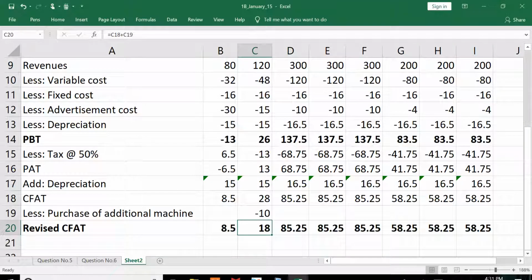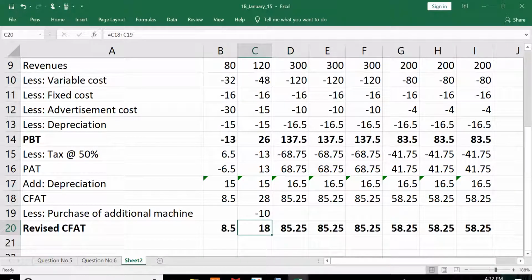Wait, when I buy the original machine, I write it in year 0. Technically it is the beginning of year 1. When you buy a machine, it's technically the beginning of year 1. Nowhere were we bothered about saying that I should write it in year 1, because that's a year 0 outflow. Initial outflow, day 0 outflow, we write in year 0. We don't write beginning of year cash flow, we write only end of year cash flow.